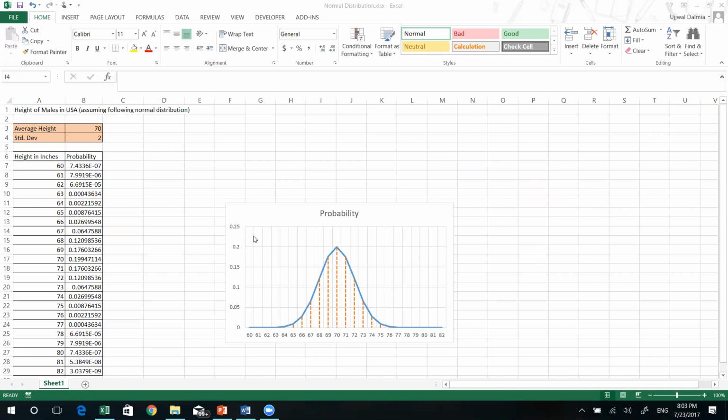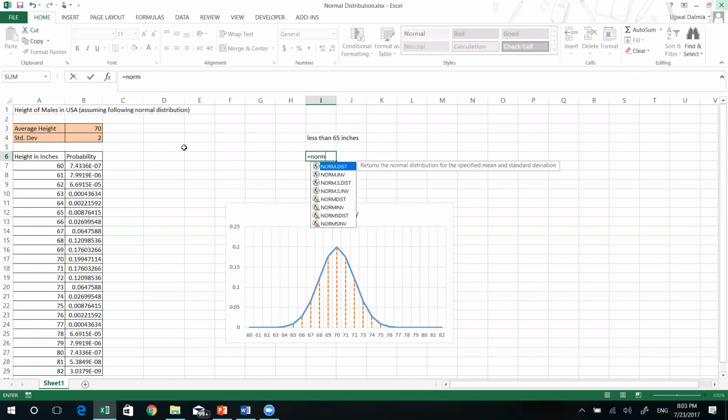So what I'm trying to do now is calculate the probability for a male to have height less than 65 inches. All right. So guys, how do we calculate a normal distribution probability? There is a function in Excel with the name norm.dist. Guys, remember this function: norm.dist.